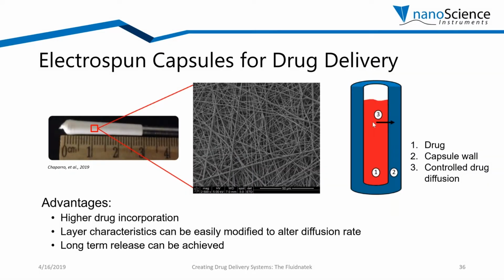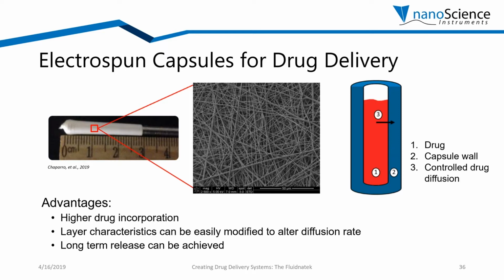All right, so another possible drug delivery that we can create with the Fluidnatek electrospinning technology is Electrospun capsules. This is actually a really new and interesting way of doing drug delivery. Typical Electrospun samples are limited in terms of drug loading. With an Electrospun capsule, this disadvantage is completely removed because we have the capacity to increase drug loading. This means that long-term release for up to a few years can actually be achieved.